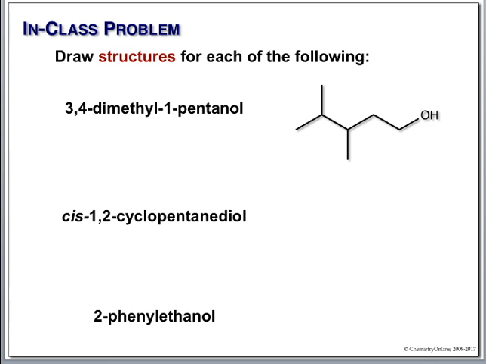Now you must also remember that these are going to be cis. So they must be on the same side of the ring plane. You could show this by drawing it in 3 dimensions, or you could use wedges. Wedges are probably simplest. Both hydroxyl groups are on the same side of the ring plane, and therefore they're cis. Any questions?